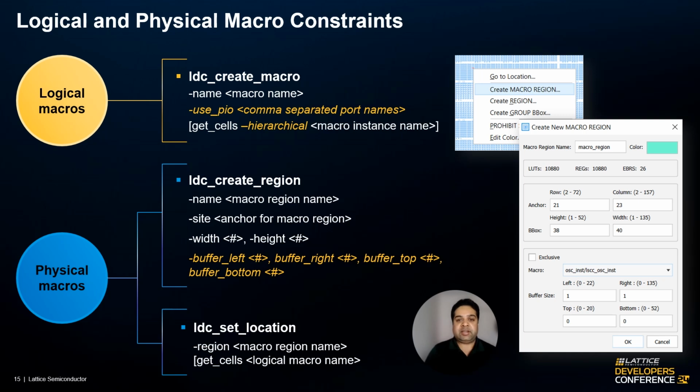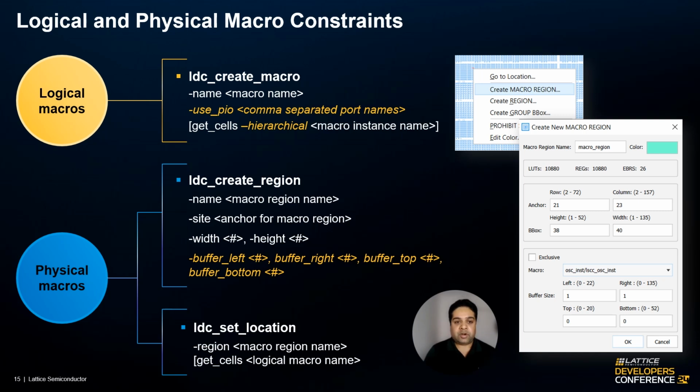This slide provides details on the constraints used for defining logical and physical macros. Logical macros. You can use the command ldc_create_macro, -name and specify the macro name, -use PIO, a comma separated port names, and get cells -hierarchical and the macro instance name. This command is used to create a logical macro. You need to specify the macro name, the ports to be used, and the hierarchical instance name of the macro.